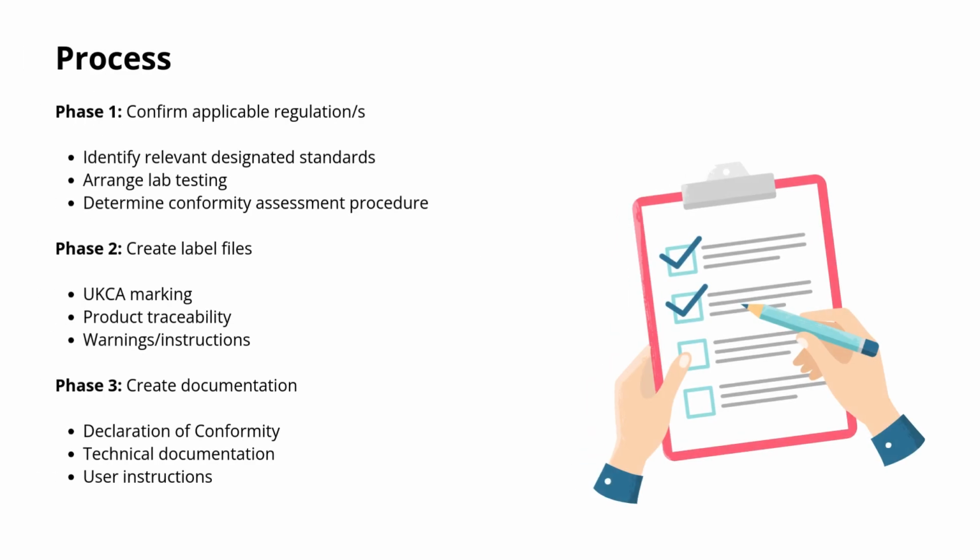First, let's break down the process under the Toy Safety Regulations. So the first thing we need to do is confirm the regulations that apply. Let's say we've already done so, because as I mentioned, we already know that the Toy Safety Regulations 2011 applies to toys. And then we have to proceed and identify the designated standards, arrange lab testing, and also determine the conformity assessment procedure. This is phase one. The second thing we need to do is to create label files, UKCA marking, traceability, and also warning and instructions. And finally, we've got documentation.